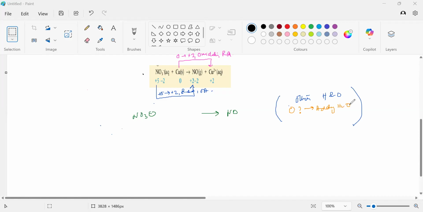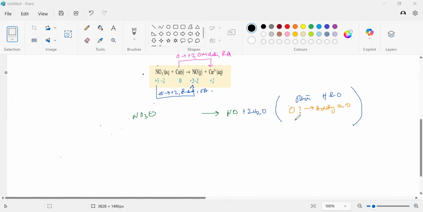Understood? Clear? Now, where do you have to add H2O and how many? Can you tell me? Oxygen is three, so two H2O, sorry. 2H2O, which side? On the NO side, on the right hand side.